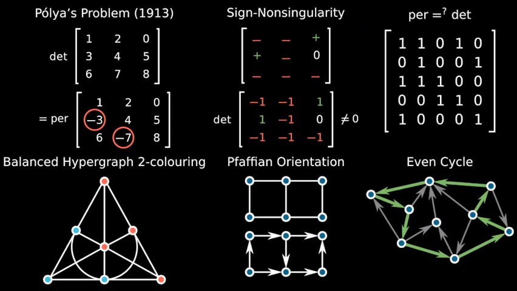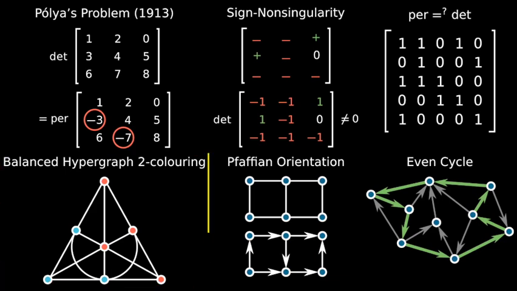Given a matrix of signs and 0, are there integers consistent with those signs so that the resulting matrix is non-singular? Another example, most relevant to the rest of the talk: given a matrix, is its determinant equal to the permanent? This is a yes instance, by the way. Both functions make 4.